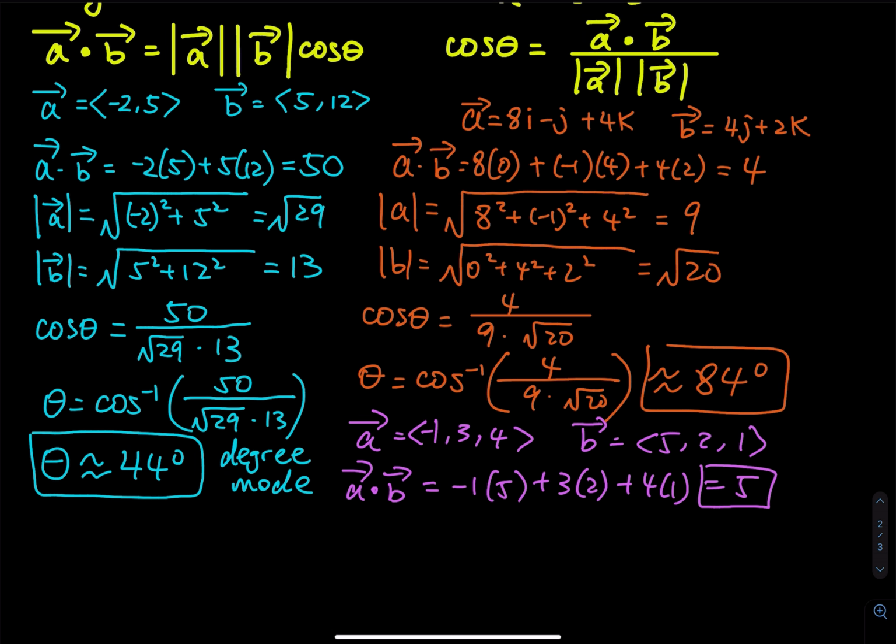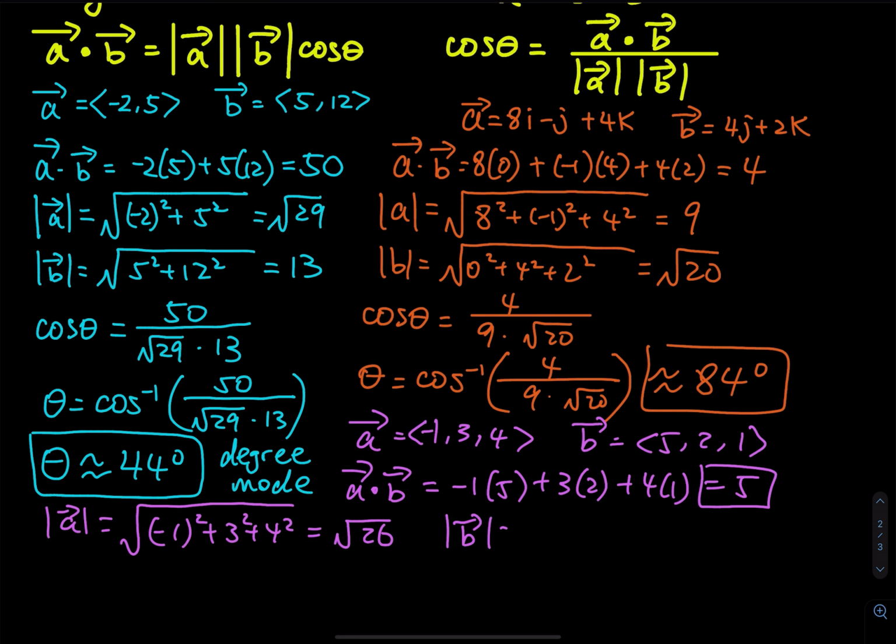And then the magnitude of vector A is the square root of each component squared. So negative 1 squared plus 3 squared plus 4 squared. 1 plus 9 is 10 plus 16 is 26, the square root of 26. For the magnitude of vector B, square each component. 5 squared plus 2 squared plus 1 squared. This is 25 plus 5 equals 30.